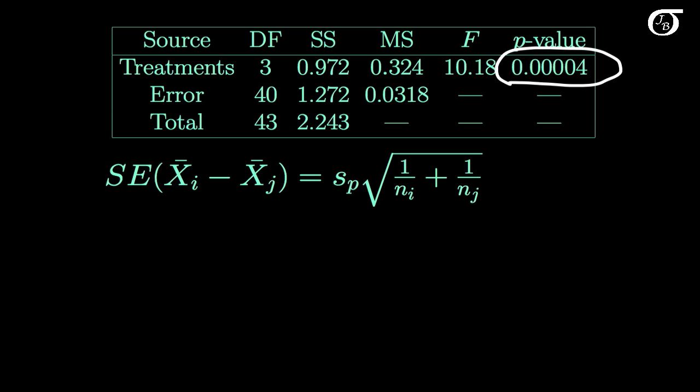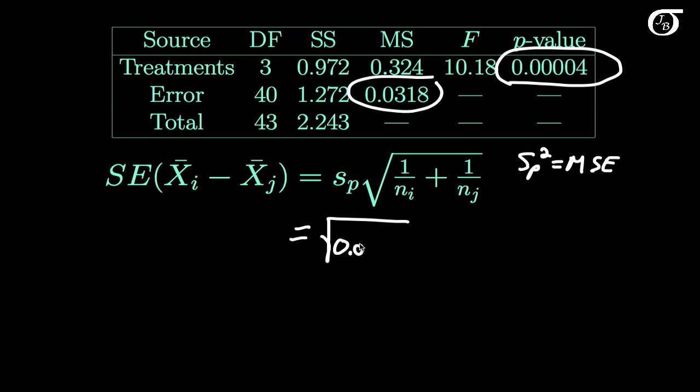To calculate our confidence intervals, we're going to need to know the standard error, and the formula is given here. The other bit we need to know is that the pooled variance, s_p squared, is simply the mean square error from our ANOVA table, this value right here. And so when we want to find our standard error, this is simply going to be the square root of 0.0318 times the square root of 1 over n_i plus 1 over n_j. And those are the sample sizes in the groups that we're comparing. Each of these groups had 11 observations, so we're lucky here. It's a balanced design, so it's going to be the same standard error for all of the different pairwise comparisons, 11 observations in each group.